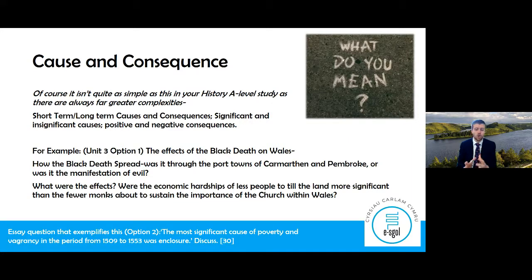So again, you're not looking at the entirety of the Black Death, you're not looking at everything to do with the Black Death. You're looking at the causes and the more significant causes, and then the consequences, whether they're short-term, long-term, positive and negative consequences as well.